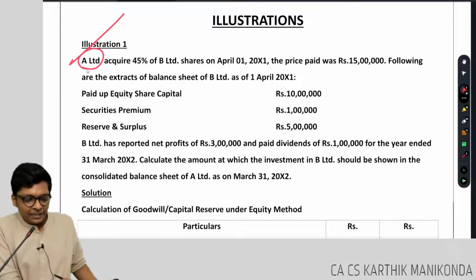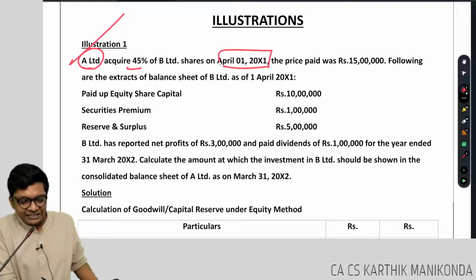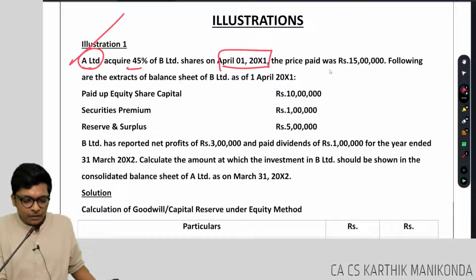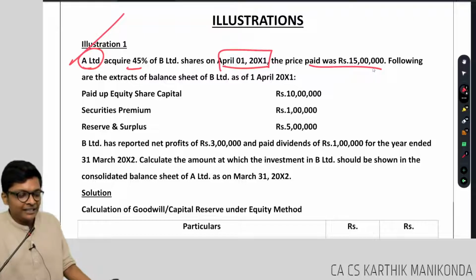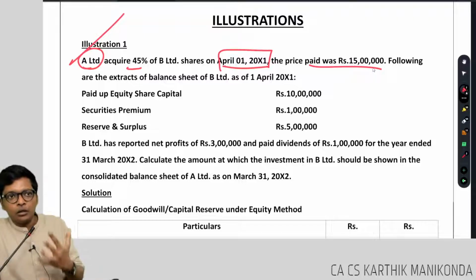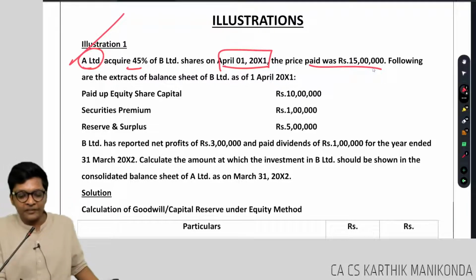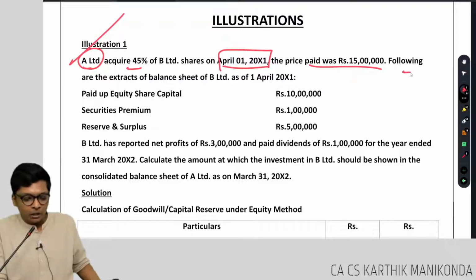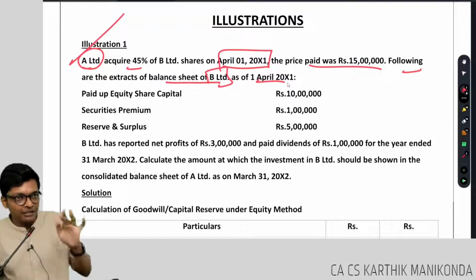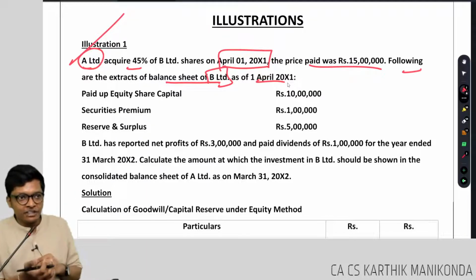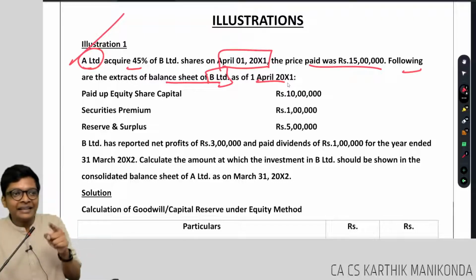Look at this. A Limited acquired 45% shares on 1st April 2021 and the price paid was 15 lakhs. 45% means associate or holding? Associate. The same sum will change if it becomes 55%. Consolidation of subsidiary, AS 21. So associate. What is my cost of investment? 15 lakhs. Super. Following is the extract of the balance sheet of B Limited, associate, on the date of acquisition, 1st April. Here also the date of acquisition is important. Why is my date of acquisition important? To find goodwill or capital reserve.